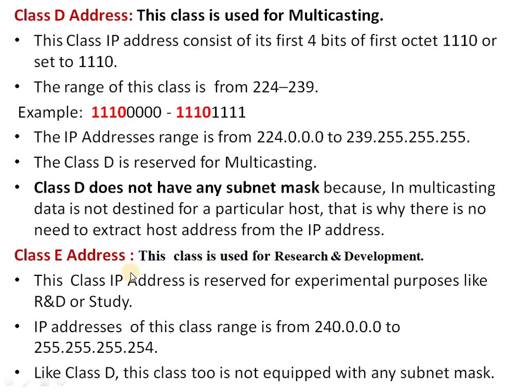Now the class E address. This class is used only for research and development, R&D. So this class of IP address is reserved for R&D and also for study. The range of the IP address follows the pattern up to 255.255.255.254, and this class is not equipped with a subnet mask. So that is for future use.